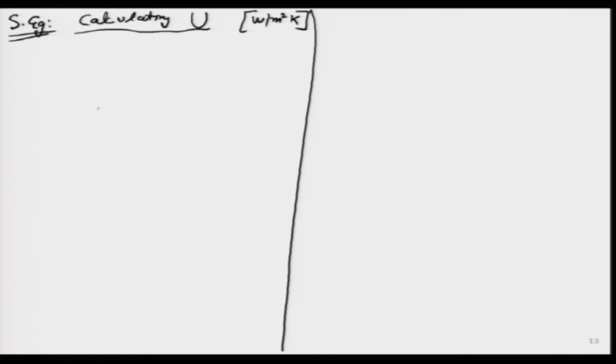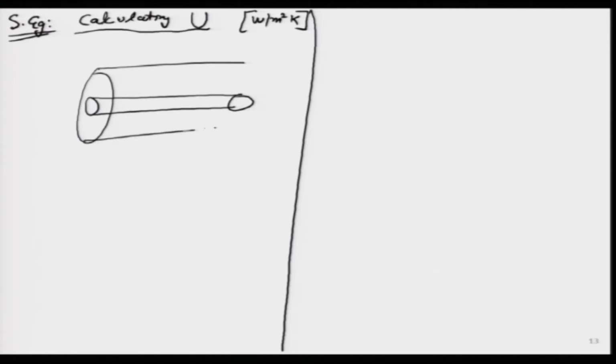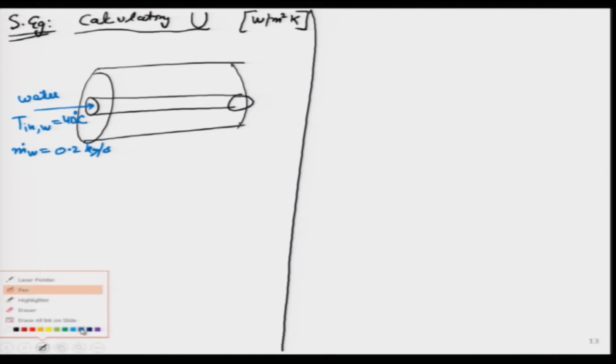So, let us take one simple example where we are having counter flow over here. There are two pipes like this and the cold fluid over here is water. So, I will draw it in blue color. So, water enters, T in for water is 40 degrees, and I know the mass flow rate of water is 0.2 kg per second. Blue I will continue, water will flow like this and it will come out over here slightly warmer. So, this will be the water outlet.